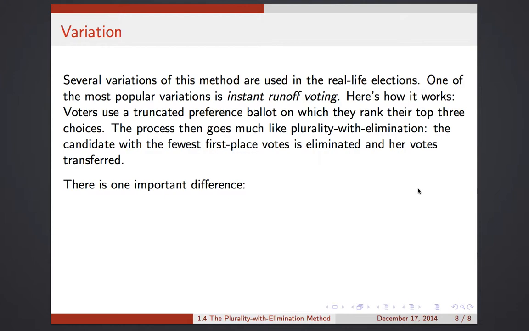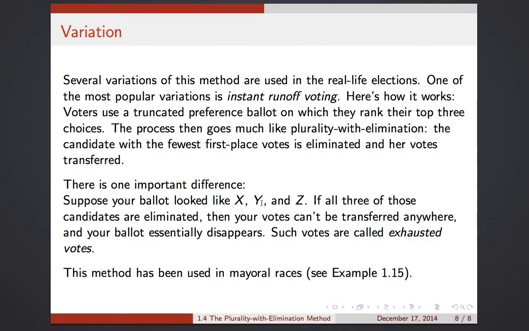And then the process goes much like what we just did. The candidate with the fewest first place votes is eliminated and the votes are transferred. However, there's one important difference, and let me describe it to you right now. Suppose that you voted like this. I want X first, Y second, and Z third, right? Well, when you do plurality with elimination, you start kicking candidates out, and then recounting, and then kicking out and recounting. Well, suppose that X has been kicked out, and Y has been kicked out, and Z has been kicked out, right? That can certainly happen that all 3 of those candidates disappear.